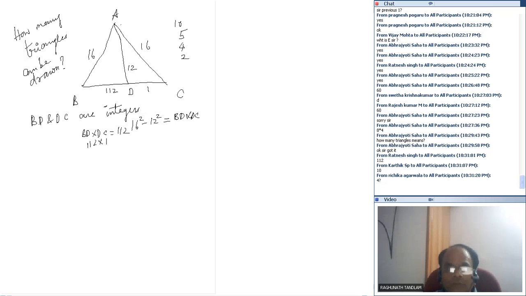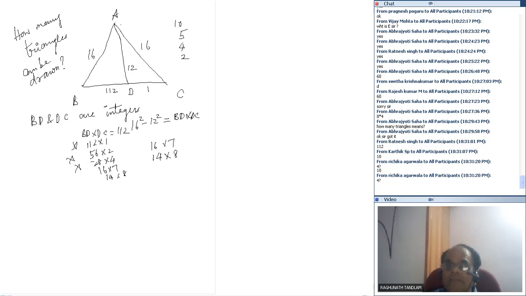56 into 2 not possible. 28 into 4 not possible. Then 16 into 7. 14 into 8. If you reverse that, it's only a notional change. Rishika, it's only a notional change if you say 16, 7 and 7, 16. 14, 8 and 8, 14 are notional changes. So the answer is 2 and not 4. Is it clear, Rishika?